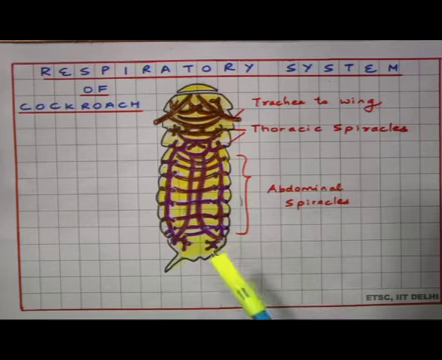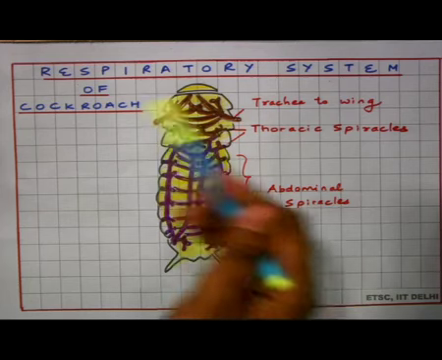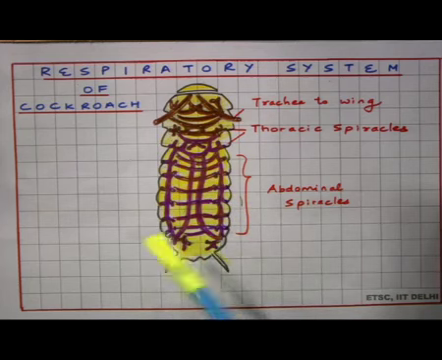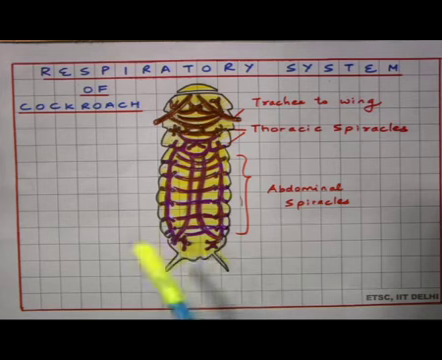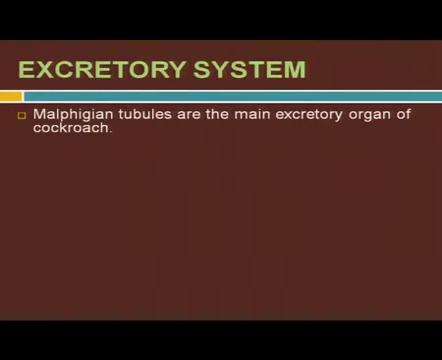And when we are learning about the mechanism, we need to remember that when the air is inhaled, it will go into the trachea, then into the tissues, into the body parts, and at the time of expiration the carbon dioxide will either come out of the spiracles or through the cuticle. Next, moving on to the excretory system.